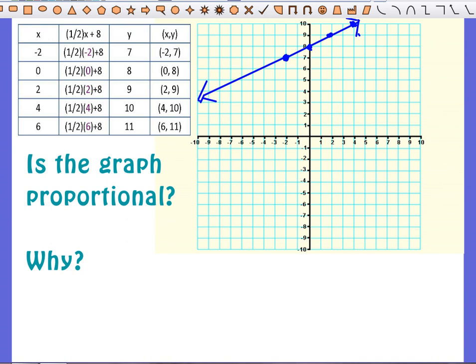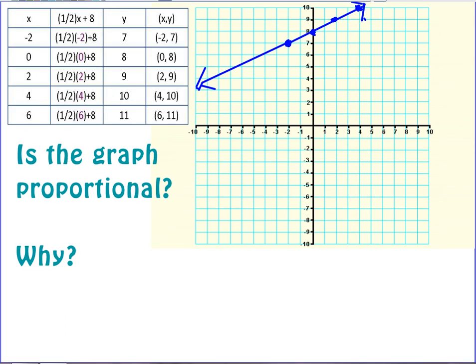Is this graph proportional? What's your vote? Remember that the requirements for being proportional, we had to go through the point 0, 0, and it had to be a straight line. So what do you think? This would be a no. Even though it is a straight line, it doesn't go through the point 0, 0. And that makes it not proportional.